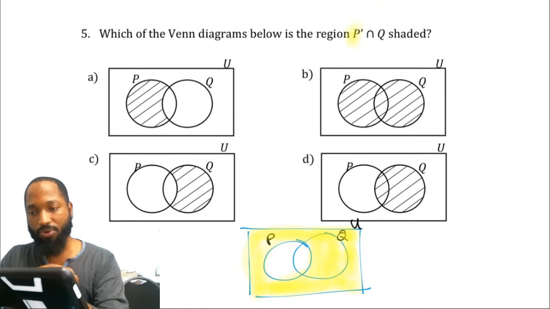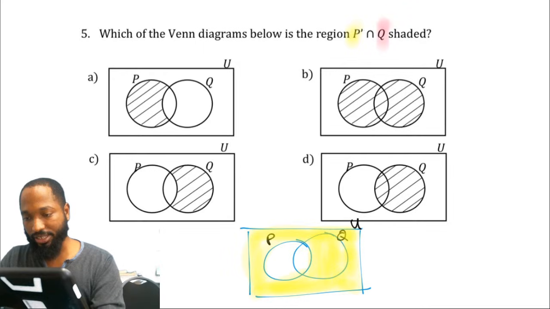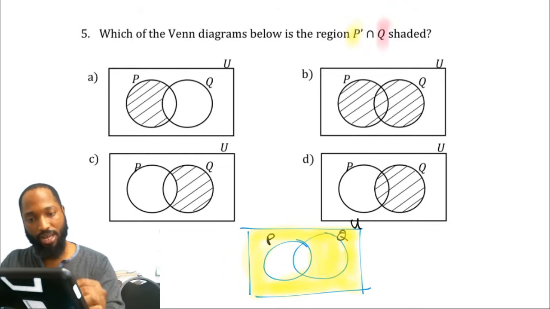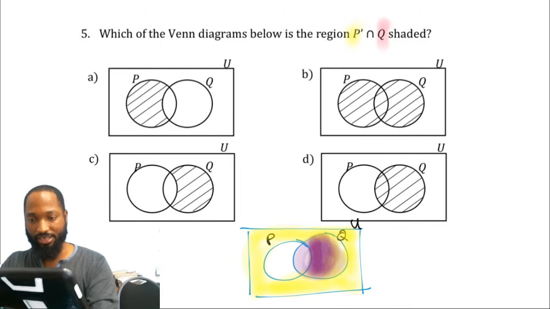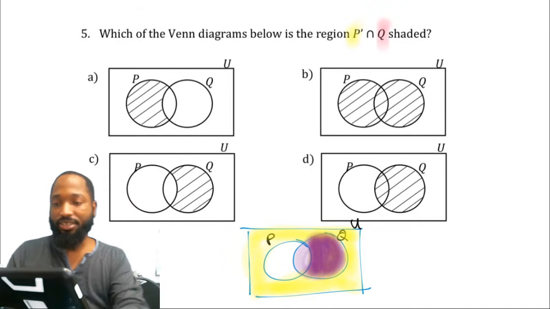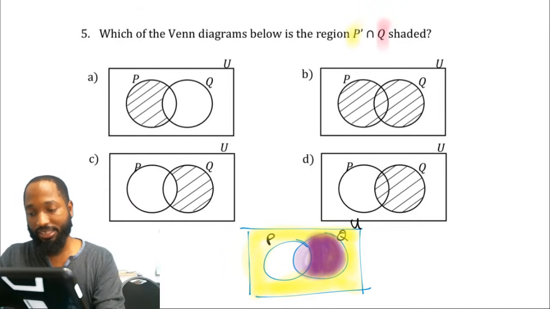And Q. Everything in Q is going to get shaded in red. Q is this. Now you're seeing the overlap. Let me use a different color. Let me use green. Let me use purple. Purple. You see the overlap? There's an overlap right here. The intersection means the overlap, where both of them are occurring. So that answer is C.